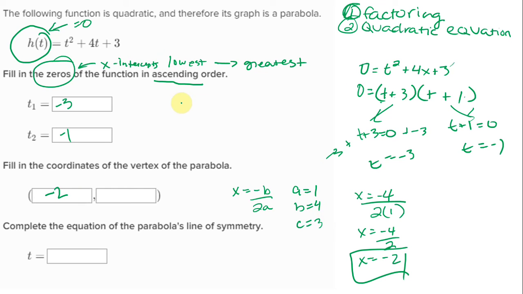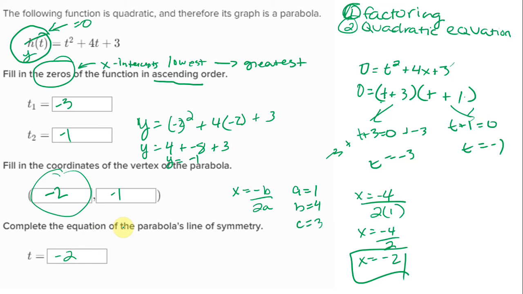Now we just plug in and find the other coordinate. So y equals, or h of t, same thing, this is just y. y equals t squared plus 4 times t plus 3, with -2 plugged in. y equals -2 squared is +4, plus -8, plus +3. y equals this plus this is 7, -1. And complete the equation for the parabola's line of symmetry. That's just going to be t equals the x-coordinate of the vertex, -2. Done.